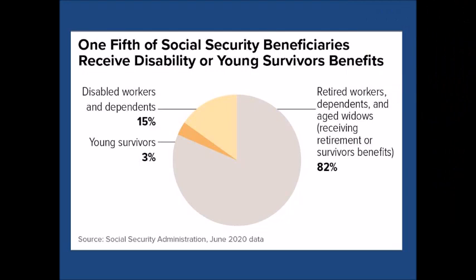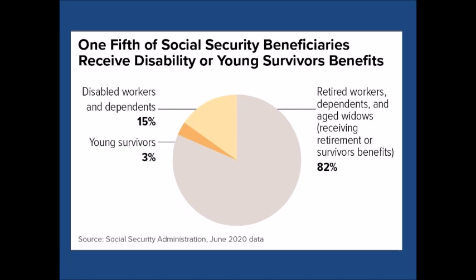According to data of Social Security Administration, which was released on June 2020, 15% of disabled workers received the Social Security benefits. 3% of young survivors received the benefits. And 82% of retired workers, dependents, and aged widows received the retirements or survivors benefits. So, we can say Social Security Act plays a vital role in many individuals' lives and it is very beneficial for them.